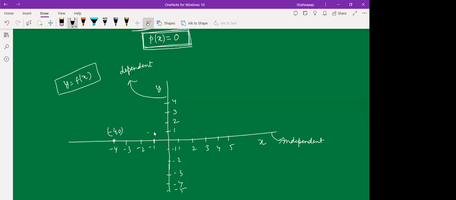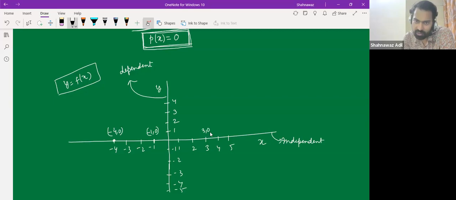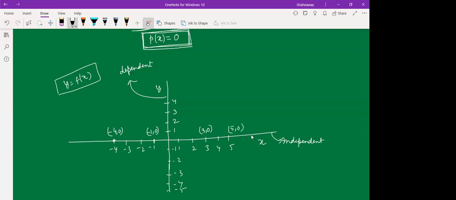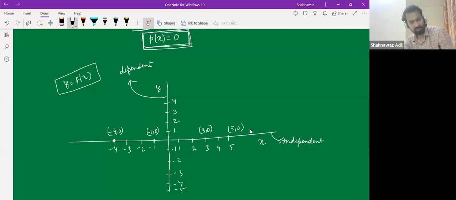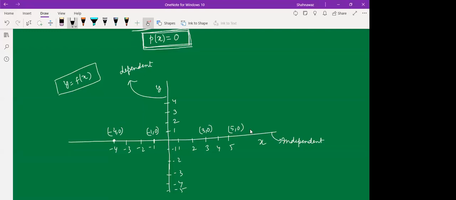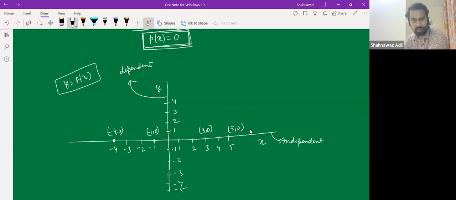-1 and 0. -1, 0, right? And in here, this is 3, comma 0. And in here, this is 5, comma 0. Right. So on this x-axis, which part is always 0? The y part, the middle part. Yeah, the y part is always 0, right? We have x and y, so x is changing, but y is always 0, right?